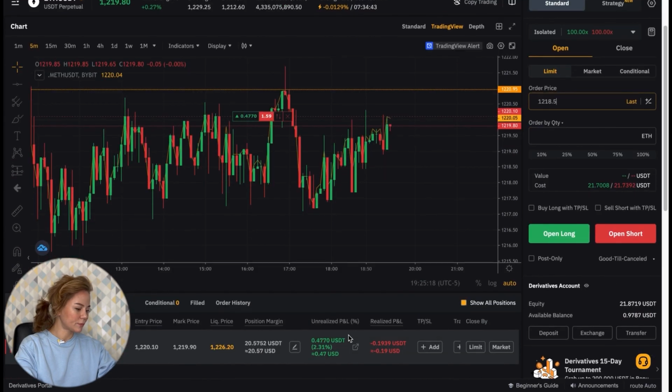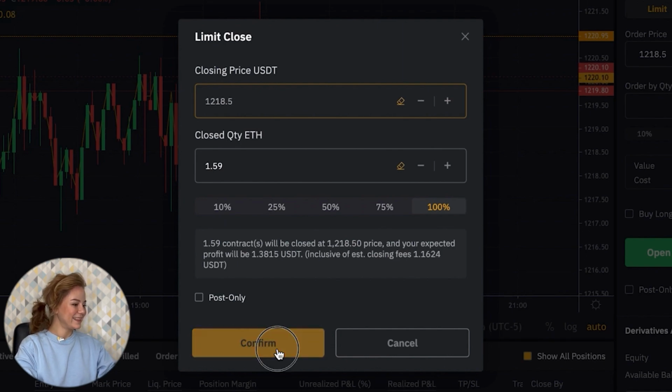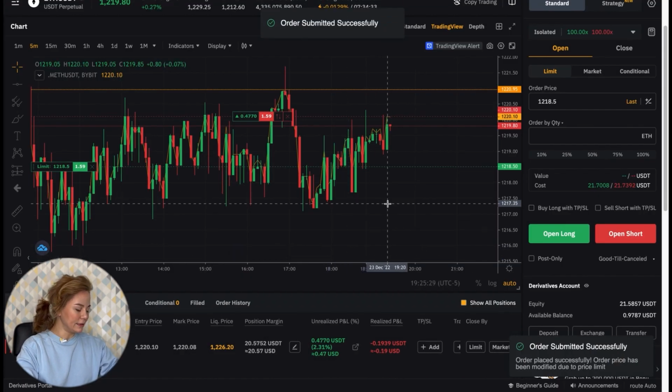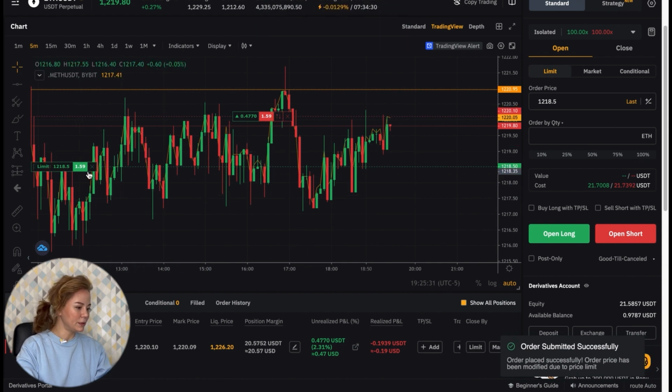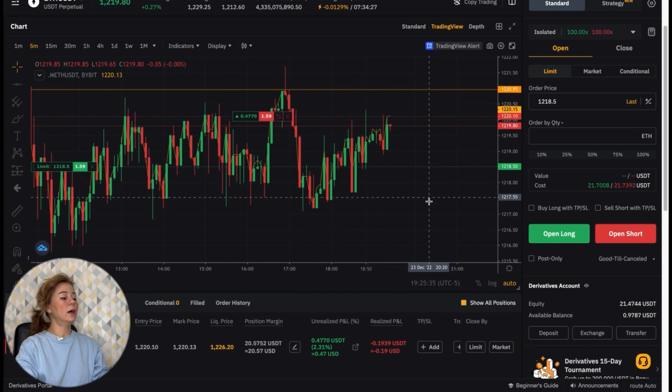18, like that. Let us modify. I think that it is going to reach this point of 1218.5. That is not too far. We are ready. Let's give it some time.